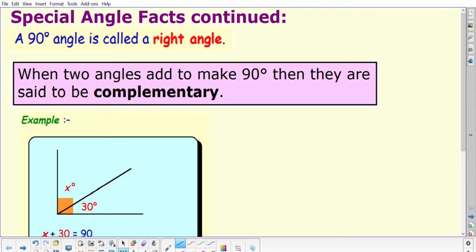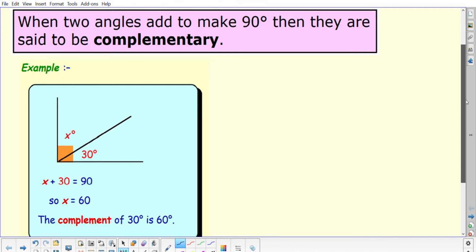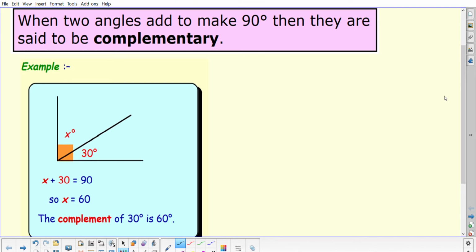So you already met the terminology that uses the right angle term to describe an angle that is 90 degrees. This new term here, complementary, is used when we are describing two angles that fit together to make a 90-degree angle. So we say they're said to be complementary. So here you can see the X angle and the 30 degrees have been fitted together to make your 90-degree angle. So your X and 30 degrees are complementary.